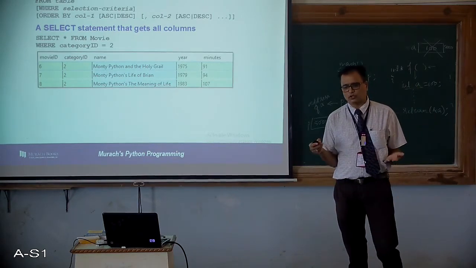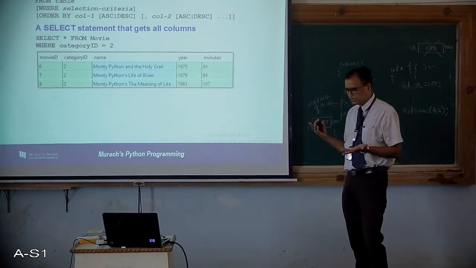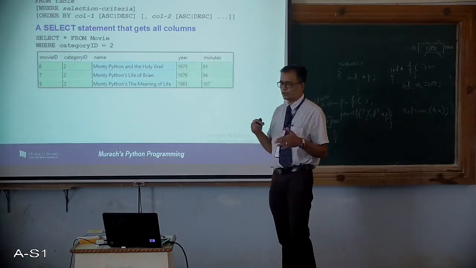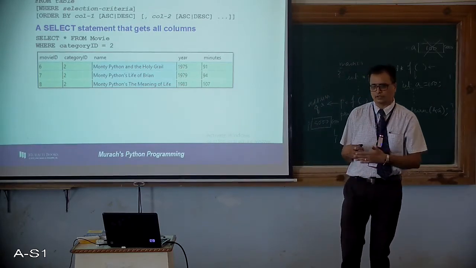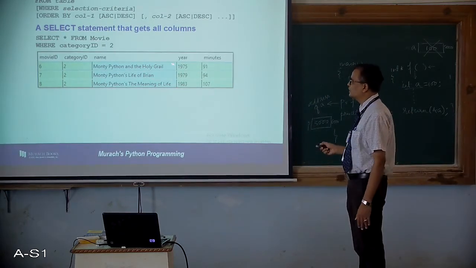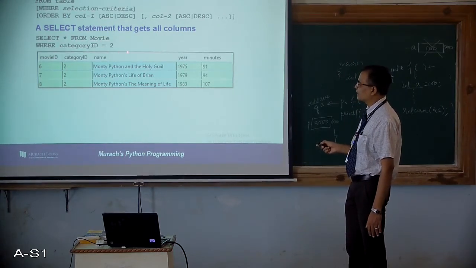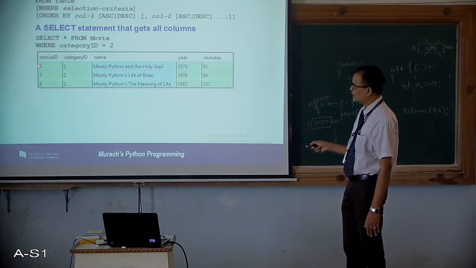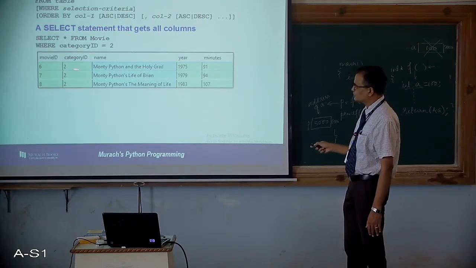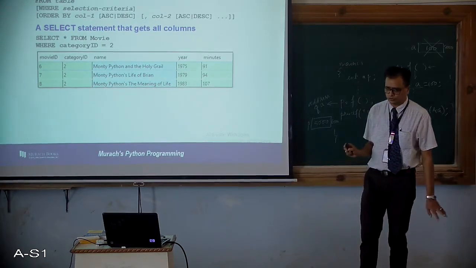If suppose you want to use where clause, you can use it. If you want to order the values that you are displaying in an ascending order or descending order, you can use order clause also. So this is just an example for you. Select star from movie where category ID is equal to 2. So when you run this command, it will display all the rows where the category ID is 2. Understood?